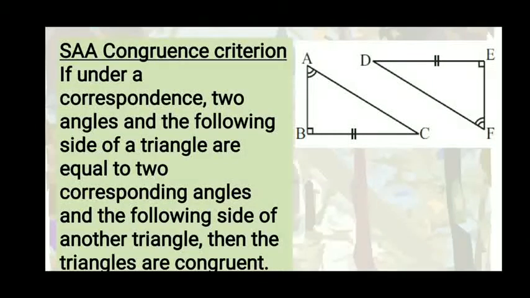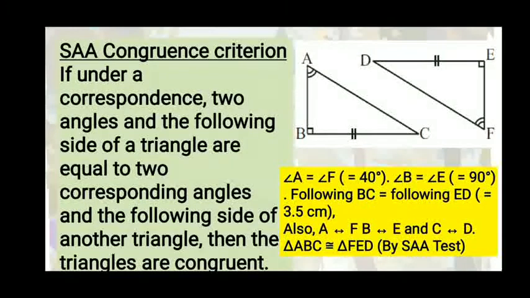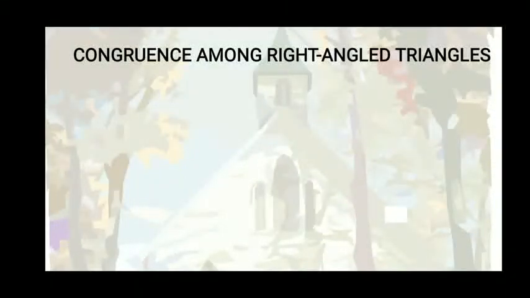When you are writing the proof, we have to mention that angle A is equal to angle F, angle B is equal to angle E, and BC is equal to DE. Therefore, these triangles are congruent by SAA test, and the correspondence is A and F, B and E, C and D. Therefore, triangle ABC is congruent to triangle FED by SAA test. And here, since BC is the side that comes after these two angles, we write following BC and following ED are equal to one another, both being the same measure. So that's how we write the SAA test.